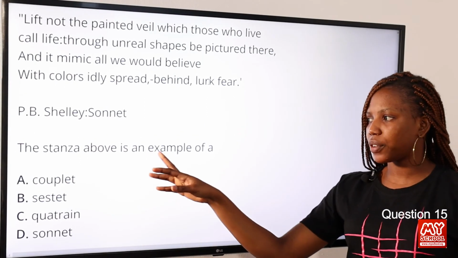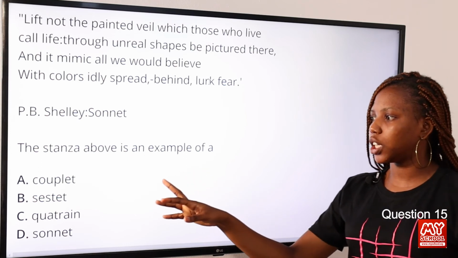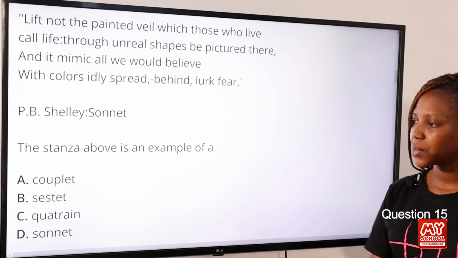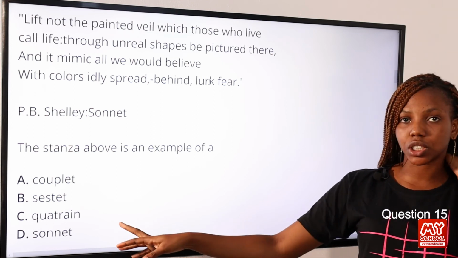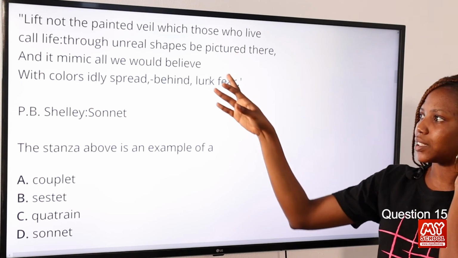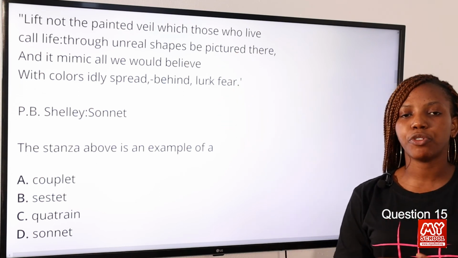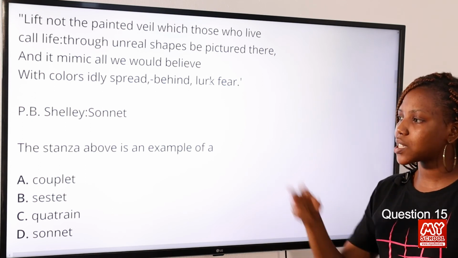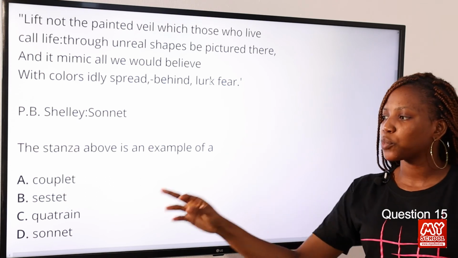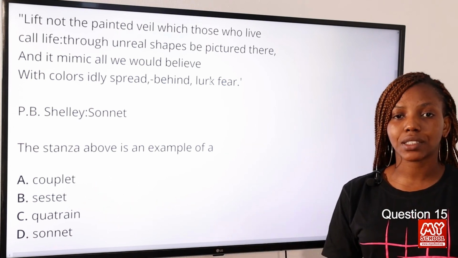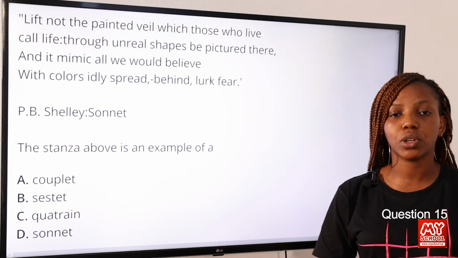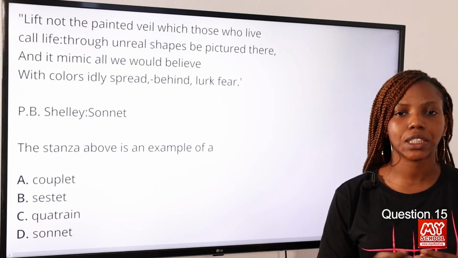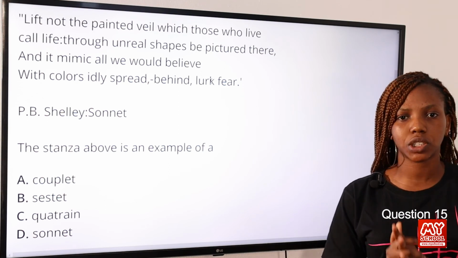Question 15. The stanza above is an example of option A, couplet, option B, sestet, option C, quatrain, option D, sonnet. The answer to this question is quatrain. Now, from the example provided, we can see a 4-line stanza. Okay, so quatrain is a 4-line stanza or a 4-line poem. So it can be used for either. So this is a stanza, and so it is a 4-line stanza. Couplet is a 2-line stanza, a 2-line poem. Sestet is a 6-line poem or a 6-line stanza. But then option D, sonnet, is a 14-line poem. So the answer to this question is option C, quatrain.